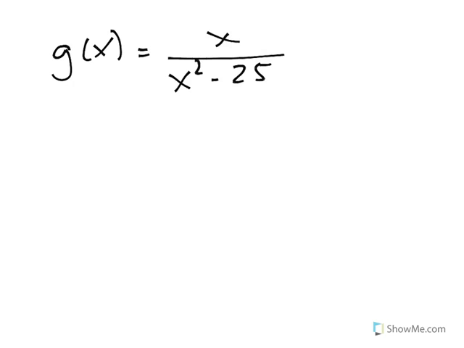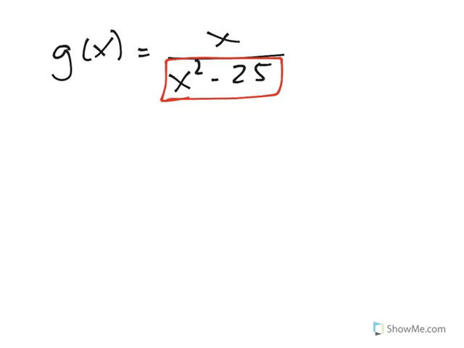Okay, so let's try another problem here. Once again, we're still finding the domain of the rational function. So if I have g of x is equal to x all over x squared minus 25. Well, once I look at this problem, one thing I know about the denominator, this bottom part here, is that it meets the rules for the difference of squares.